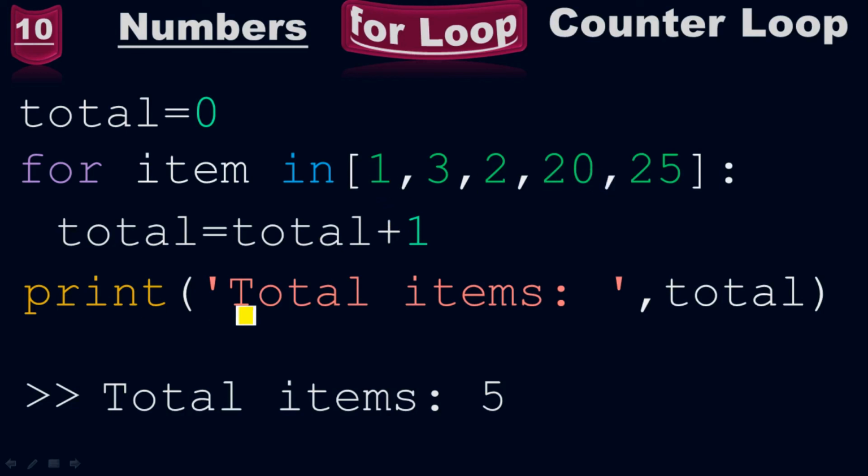For the print function, here I have total items with a space because of this space, total. In total we have 5 items. 1, 2, 3, 4, 5. So there is no difference in the output. Both of the methods give the same output. There is no difference. You can go for any method, it is up to you.